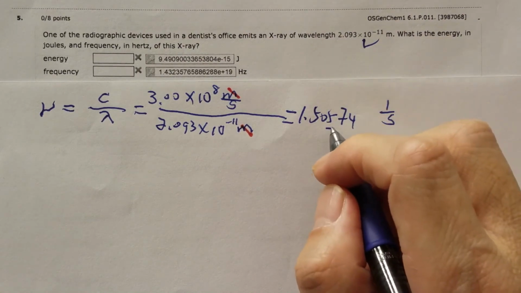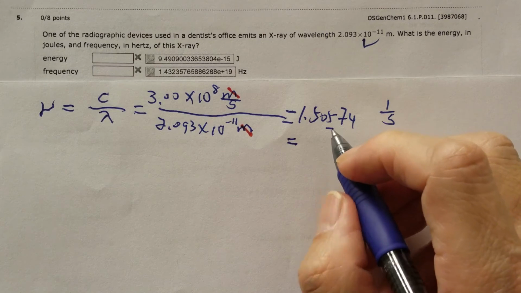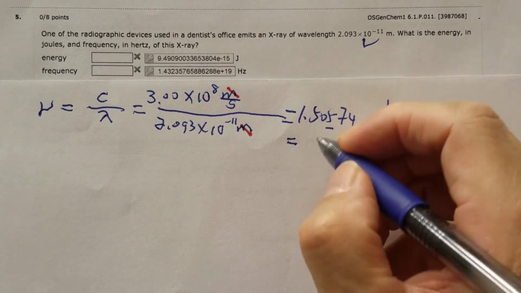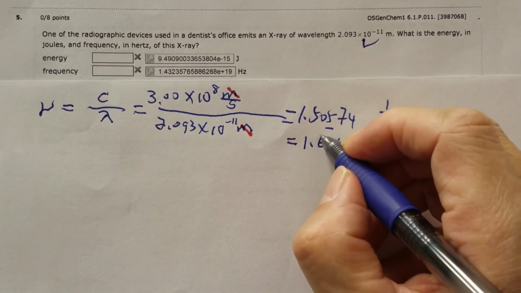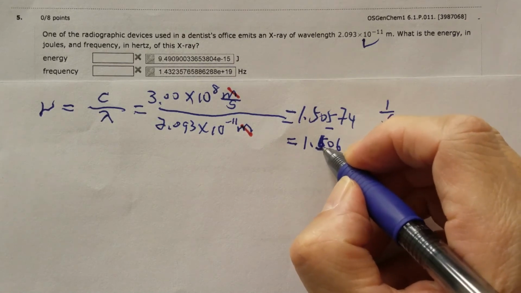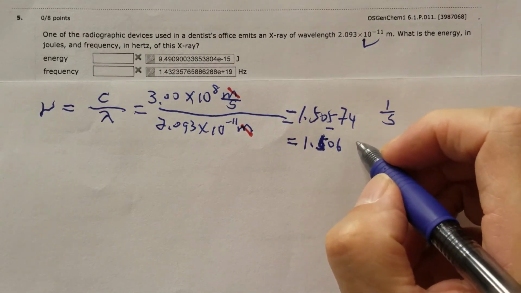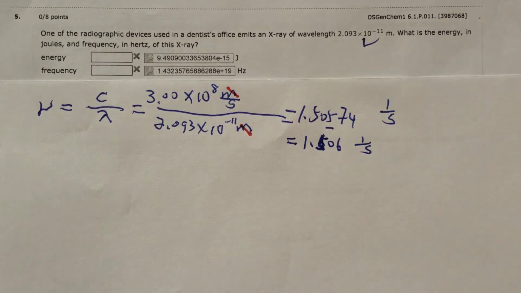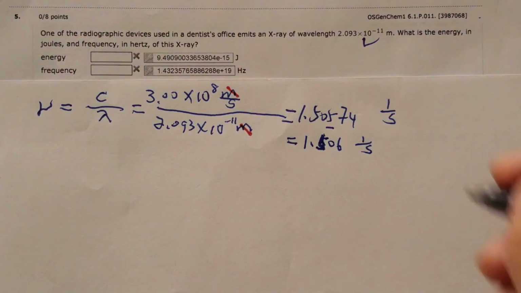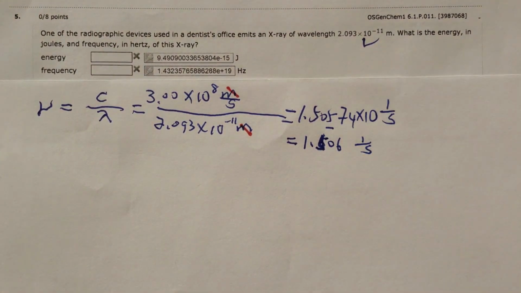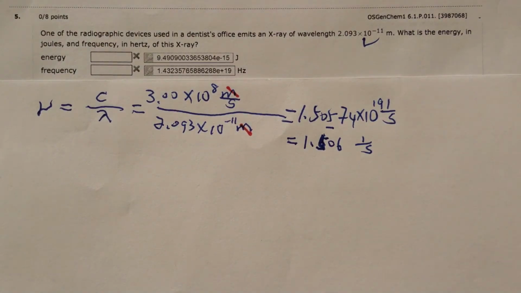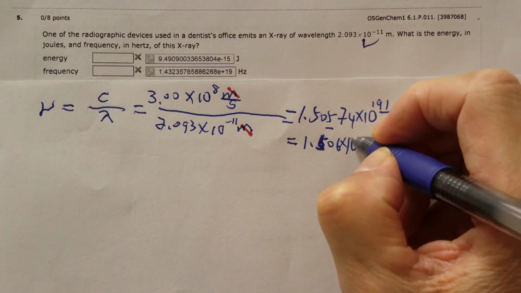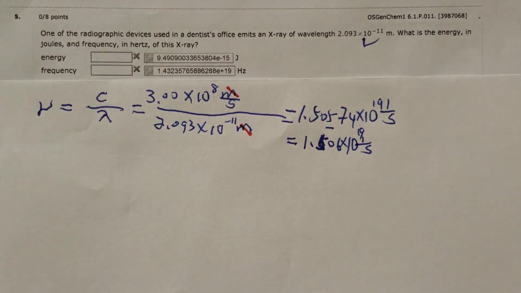So therefore I underline the last digit, and that's 7. We round it up. That should be 1.506 hertz. Actually, again, times, don't forget, the 10 to the 19th power. Okay. So that's the frequency.